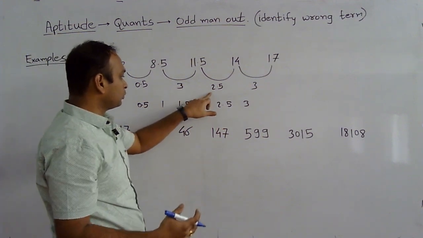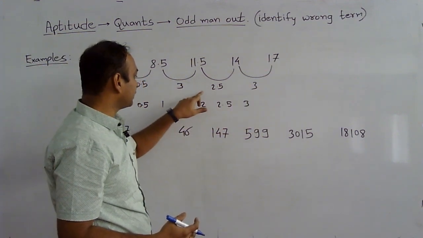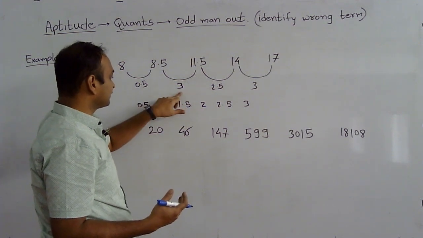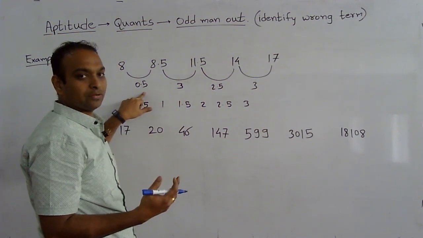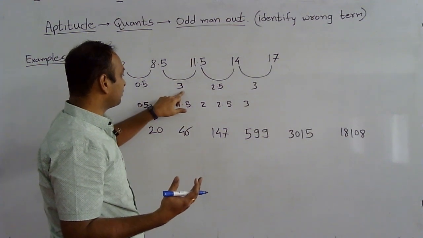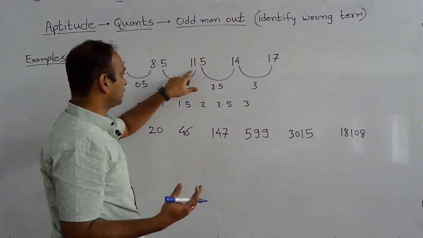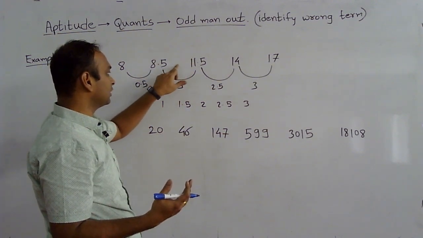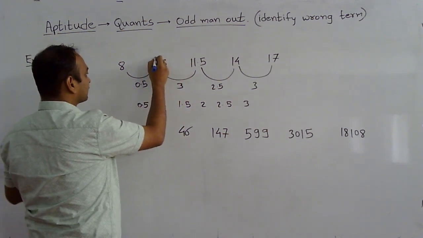But here 2.5 we have, 3 we have, but here 2 is not there, and here again if this is 2, then this should be 1.5. That is also not the case. So there must be something wrong with maybe these two numbers. So let's check for this.